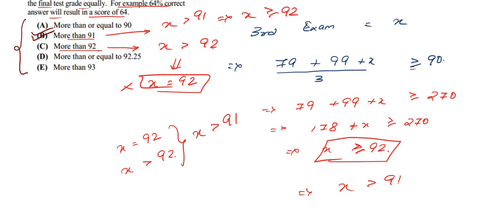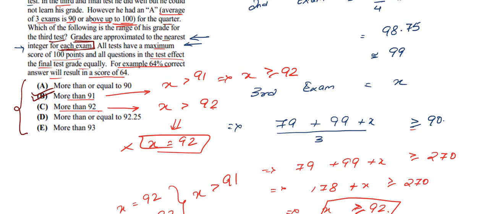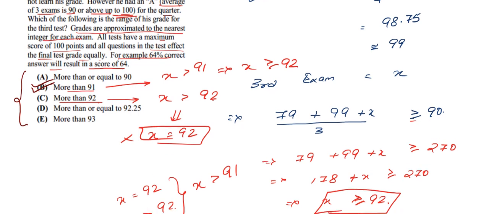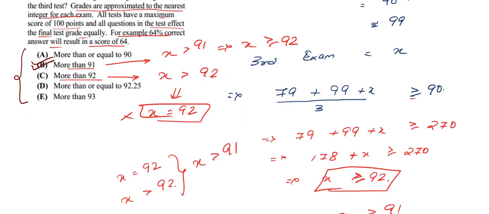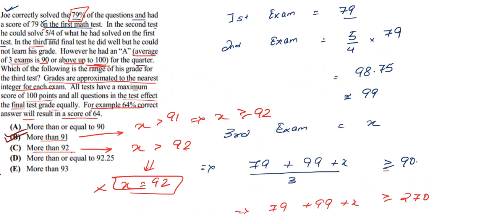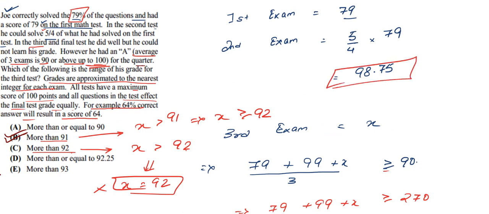And we have faced one more problem in this question. That is the tricky part of this question. In this statement, we have grades are approximated to the nearest integer for each exam. If we do not approximate the value, we will get a different value. Let's check here. If we do not approximate, this will be 98.75. Our second exam marks will be 98.75.